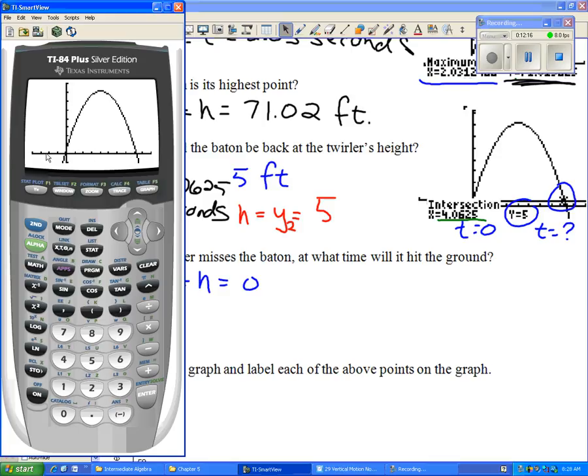So I'm still going to do second trace to go to calc. I want number 5, intersection point. I'm going to hit enter. First curve is going to be the parabola. Second curve is going to be the x-axis, y2 equals 0. Now I need my guess. Again, my guess needs to be closer to this point than my initial point. So I'm going to arrow over close to this new point to see when it hits the ground and hit enter.